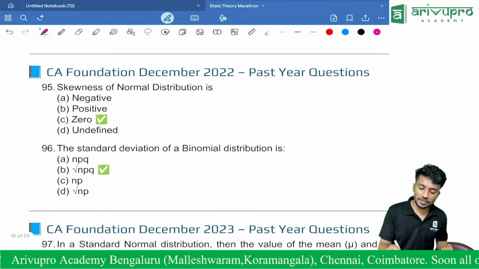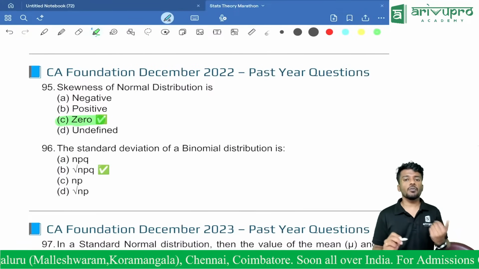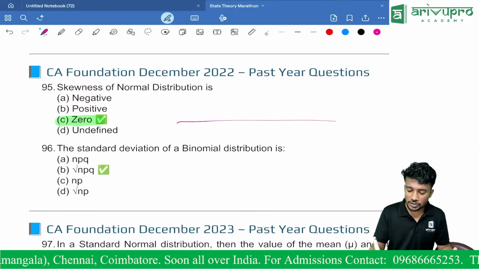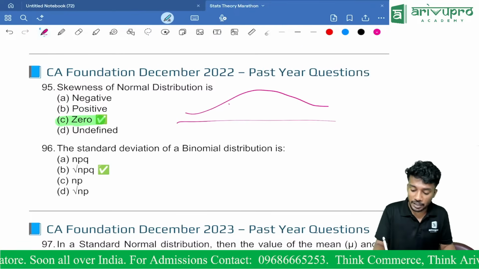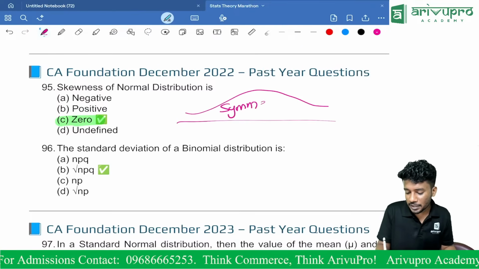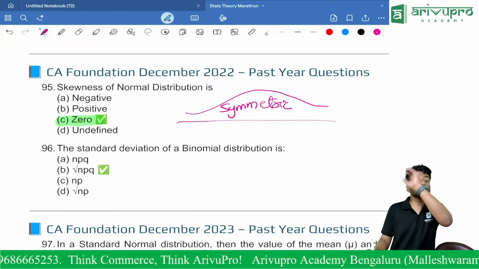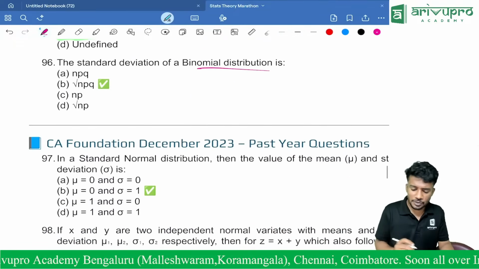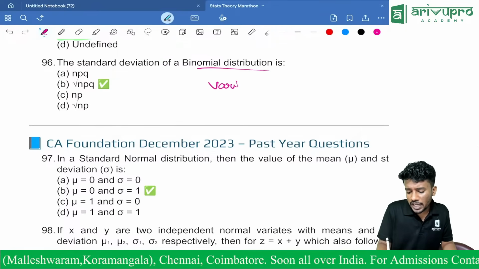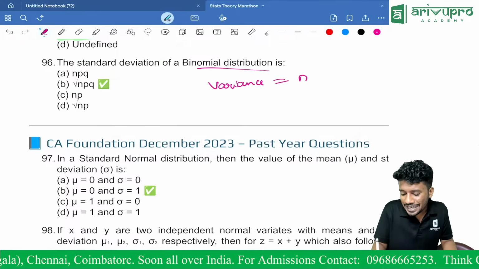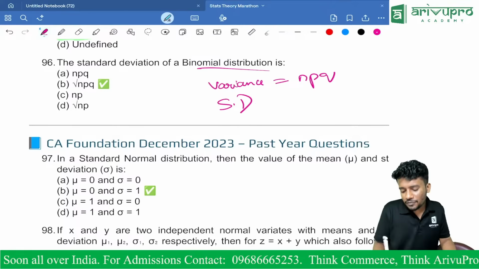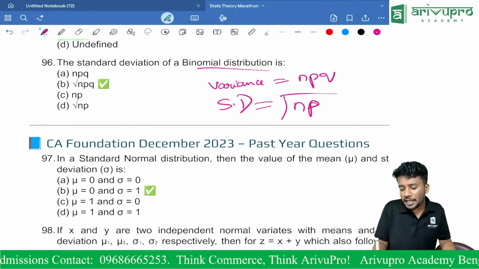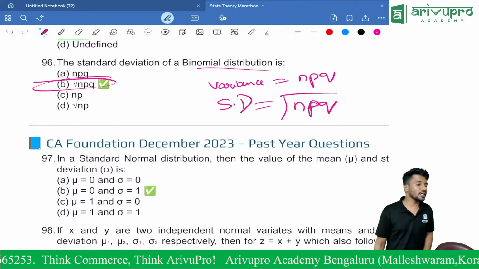Skewness of a normal distribution is 0. Why? Because normal distribution is symmetric. Symmetric means 0 skewness. Then standard deviation of a binomial distribution: we know that variance of a binomial distribution is NPQ, then standard deviation will be root of NPQ. Answer is option B.